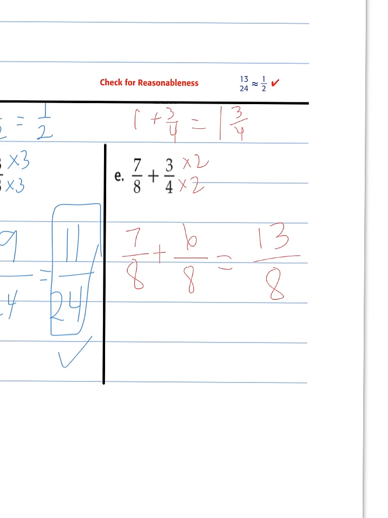So we can turn this into a mixed number by seeing how many times 8 fits into 13. Fits in there one time. And now we say, okay, well, 13 minus 8 is 5, so there's 5 left over out of 8. So our answer is 1 and 5 eighths, which is pretty close to 1 and 3 fourths, so this answer does make sense.